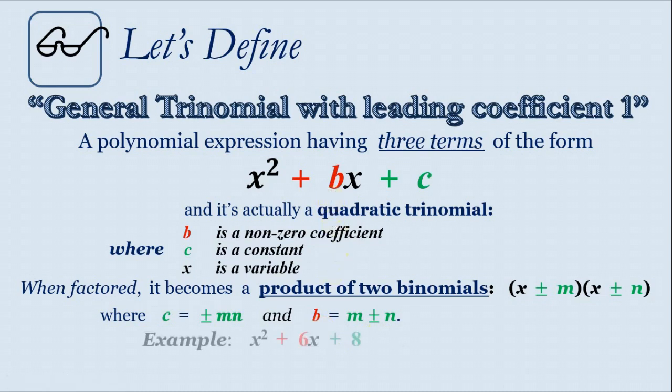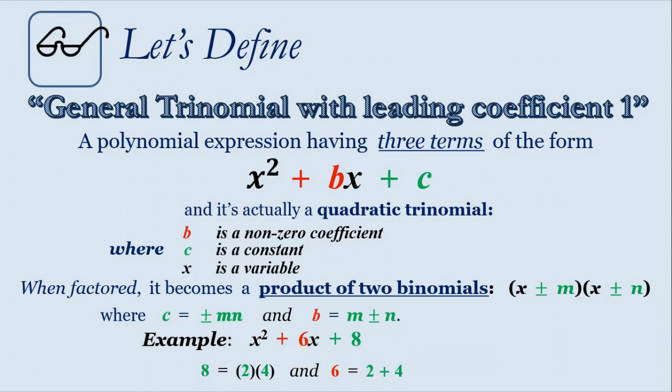For instance, to factor x squared plus 6x plus 8, we need two numbers like 2 and 4, which when multiplied will equal the last term, which is 8. And when added, will equal the coefficient of the middle term, which is 6.